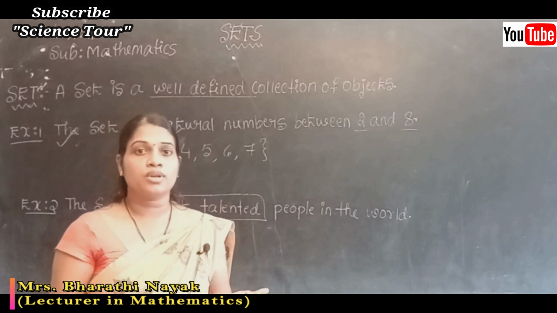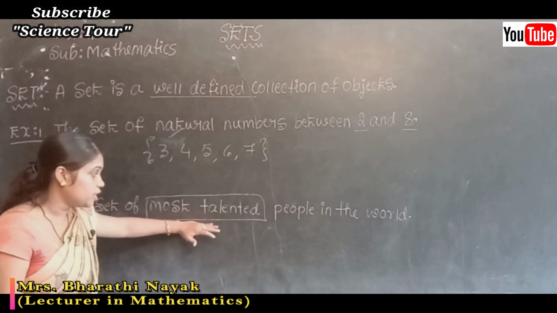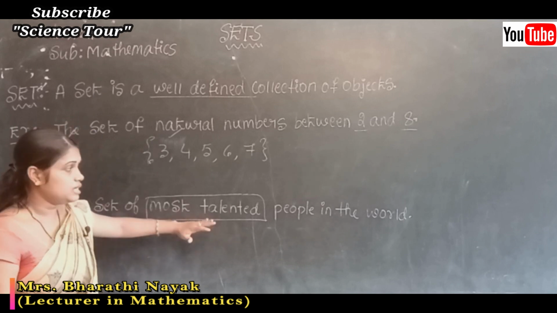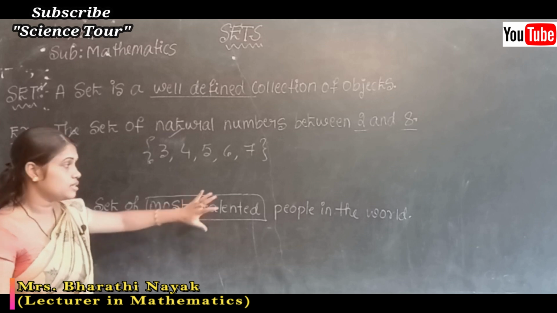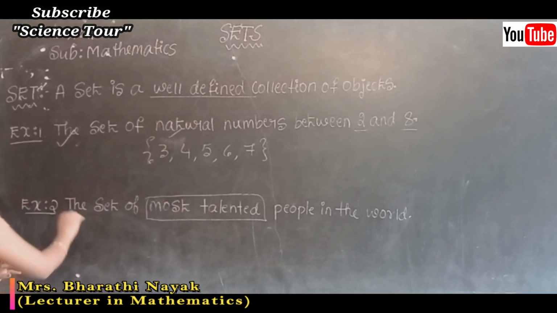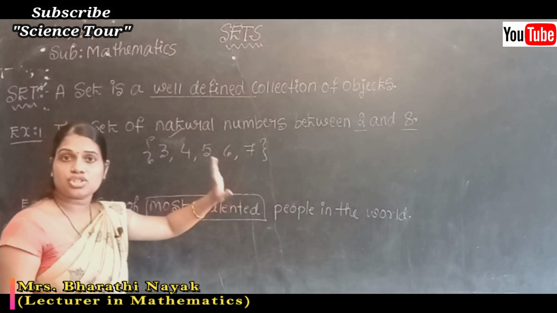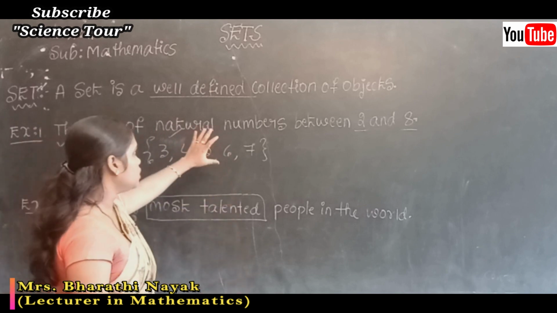So therefore, this is not well-defined. Since it is not well-defined, this is not an example for a set. So example 2 is not an example for a set, but example 1 is a well-defined collection of objects. So therefore, it is an example for a set.